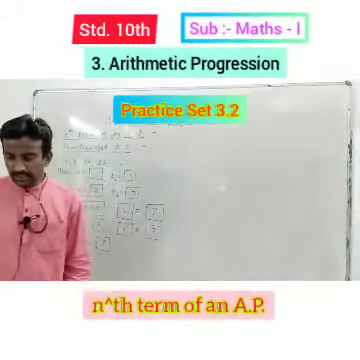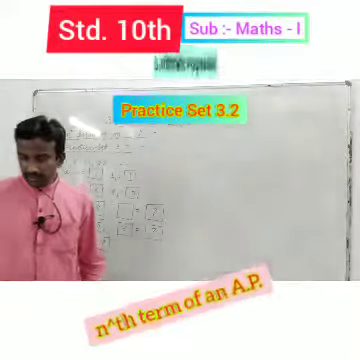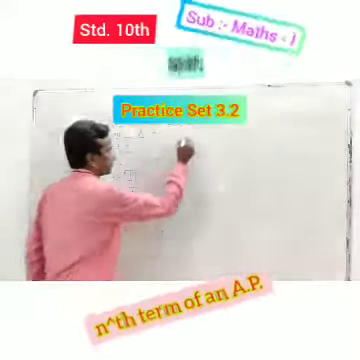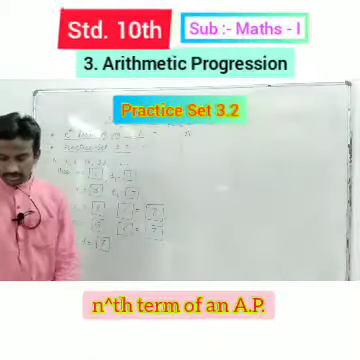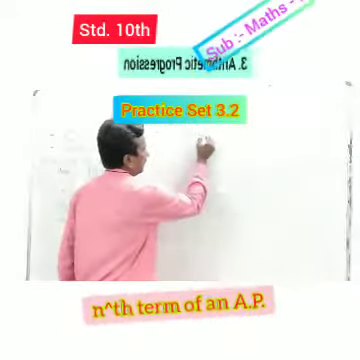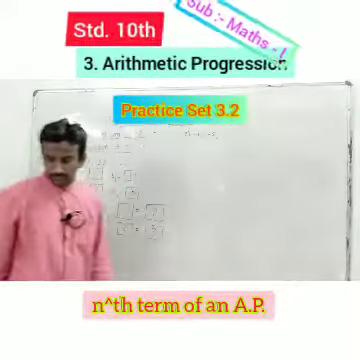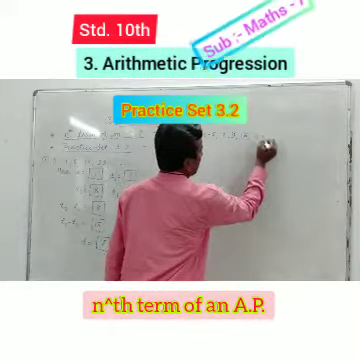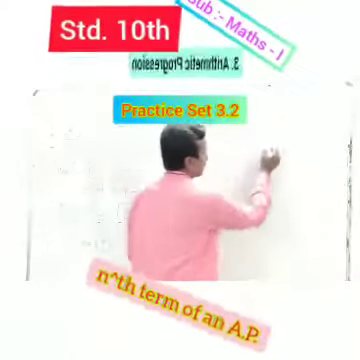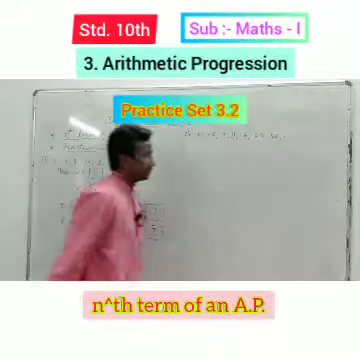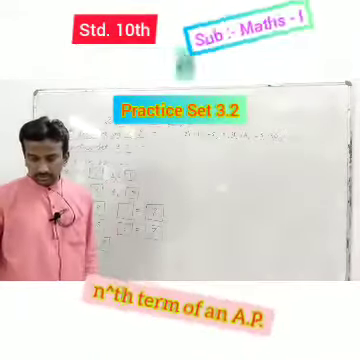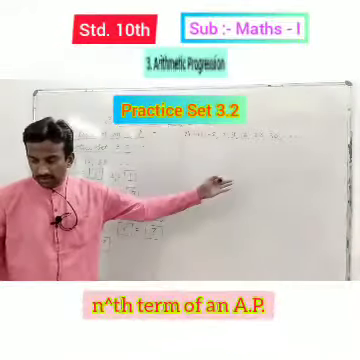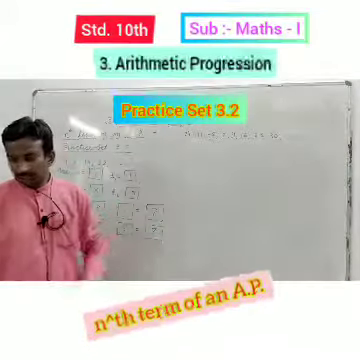Now question number 2: decide whether the following is an AP, and if so, find the 20th term of the progression. Question number 2 is minus 12, minus 5, 2, 9, 16, 23, 30 and so on. A sequence is given. Decide whether the given sequence is an AP or not. If it is an AP, then find the 20th term of the AP.